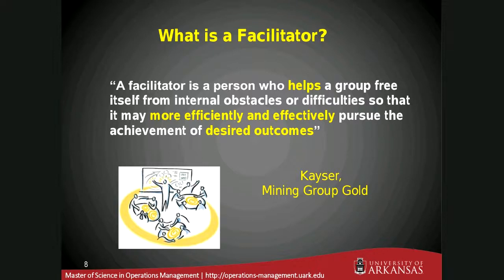The words in yellow really are the key here. And we always start with the objectives and outcomes. You always have to be oriented towards the results that you want. What are the goals? What are the objectives? You're trying to help the group be more efficient and more effective. And you are not the decision maker. You are a helper. And it's really important to keep that in mind, that your role is one of a helper, not of the decision maker itself.